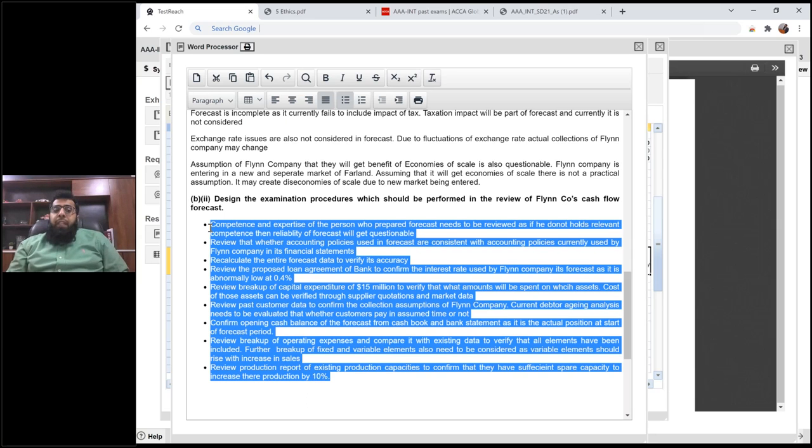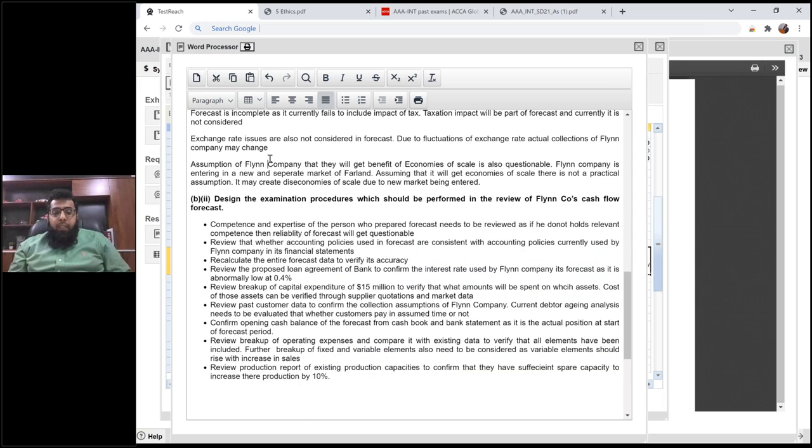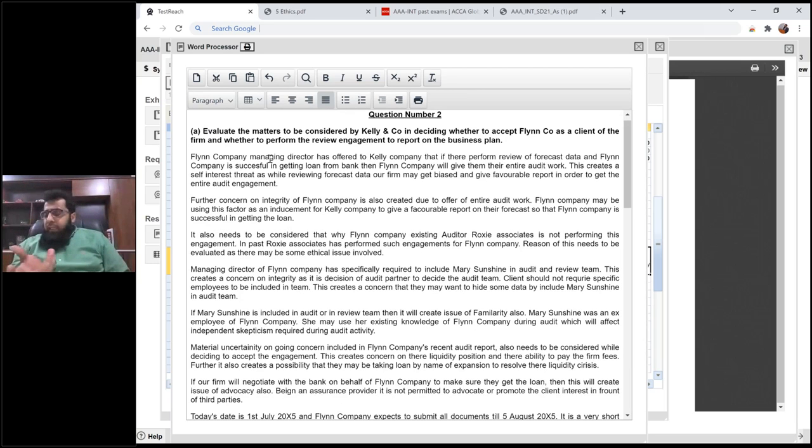So we have completed this question also, the complete question of 25 marks. Believe me, it was so easy. First of all, we evaluated the matters to be considered while considering whether to accept Flynn Company. Then we discussed the assumptions of the management and completeness of the forecast, and then the procedures. You can write audit procedures also, but normally in a forecast engagement, we perform review procedures, not very detailed procedures. Like you will not say that you will get creditor confirmations and debtor confirmations, those are normally not used. We use review procedures.